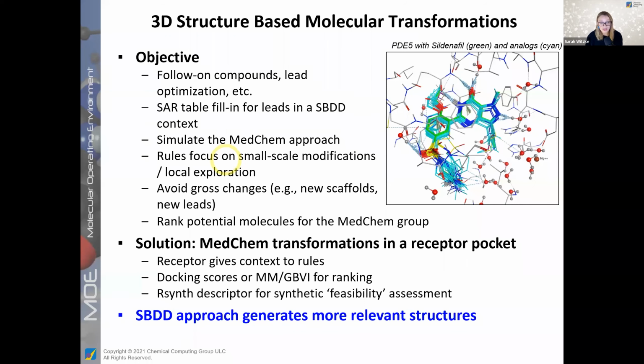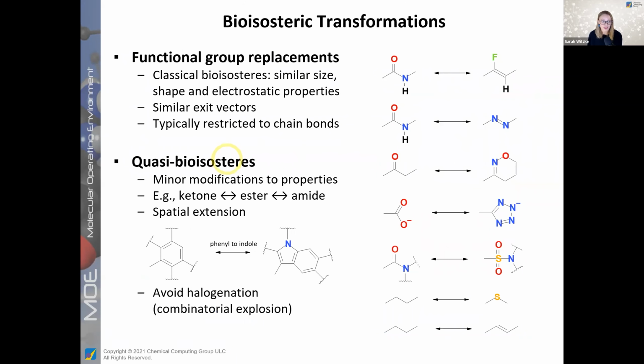Now, let's talk about these different localized transformations that we're interested in. So the first one I mentioned was a bioisosteric transformation. You can think of it as a replacement of functional groups. If you look in the top right corner, you have an amide, and then beyond the arrow, you have a vinyl fluoro. Those two groups are bioisosteres. You can replace one with the other, and they are very similar. They have a similar number of atoms, similar size, similar shape, similar polarity, electrostatic properties, and so on.